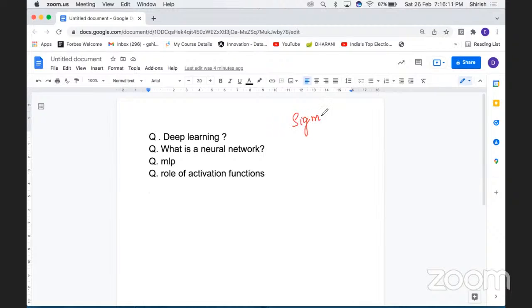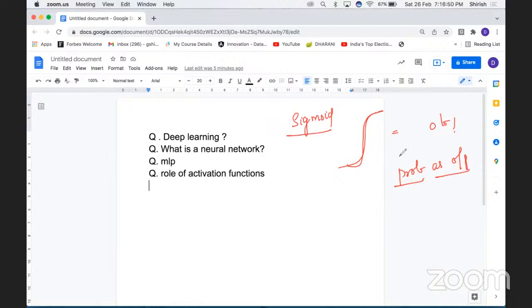Sigmoid. What is the role of the sigmoid activation function? It's simple, like we have seen in logistic regression. It's an S-curve, the sigmoid curve. The range is from 0 to 1. So if you want to predict a probability as output, you use the sigmoid activation function. The range is 0 to 1, so sigmoid is the right choice. And this function is differentiable also. The slope of the sigmoid curve at any 2 points, you can find out.